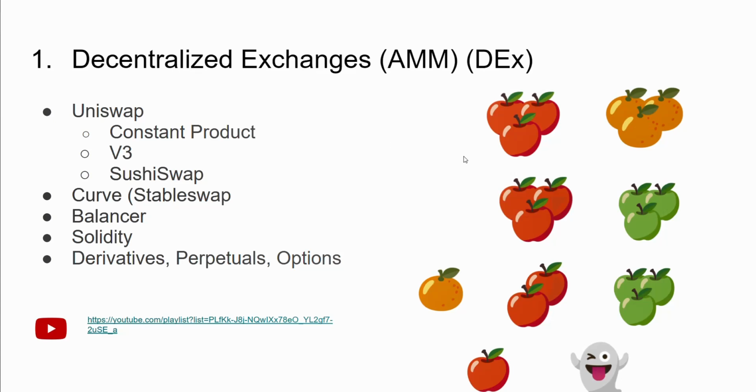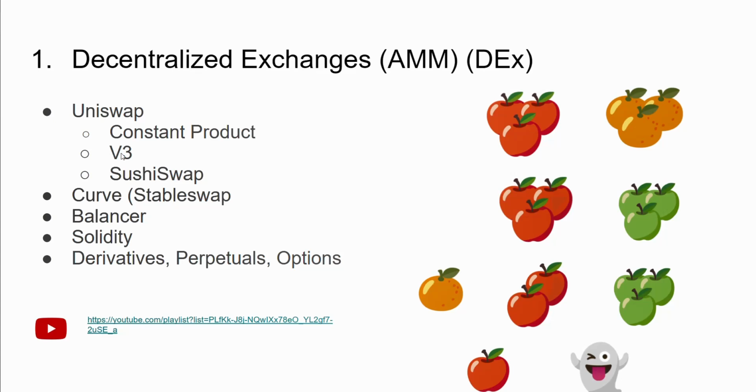Now we have version 3. Version 3 works very similar. However, there's a concentrated liquidity of it. So this is like the prices of apples versus oranges. If you're thinking about the US dollar value of the two apples and the oranges, eventually the apples will all be gone as you trade.